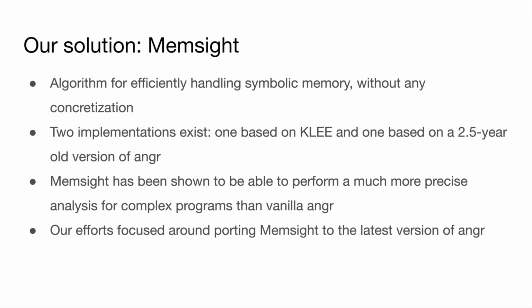Our solution to the problem is MemSight. MemSight is an algorithm for efficiently handling symbolic memory without having to resort to any concretization, developed by researchers in Rome. There currently exist two implementations, one based on KLEE and one based on a really old version of angr. The angr version of MemSight has been shown to be able to perform a much more precise analysis for complex programs than plain angr can. Our efforts are primarily focused around porting MemSight to the latest version of angr.